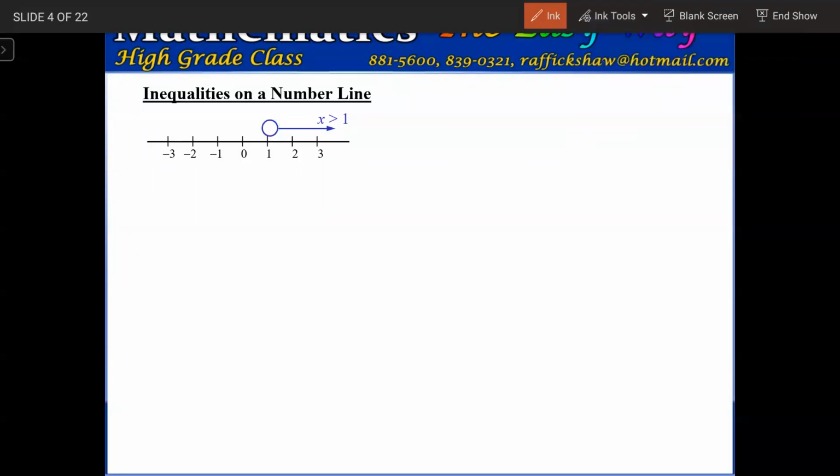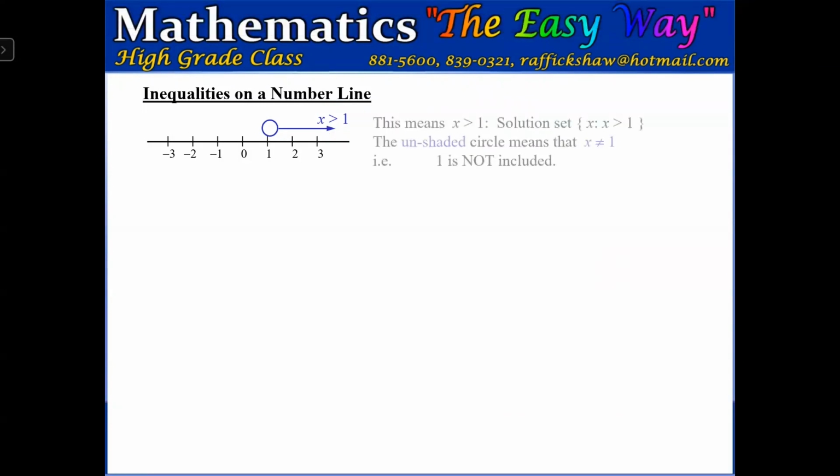Right? And so basically then, this is the inequality for that number line. And this is how you actually write it. This is how you write it now. You write it like that. That means that in that number line, that diagram, the circle on the one not shaded and the arrow pointing to the right means x is greater than 1.